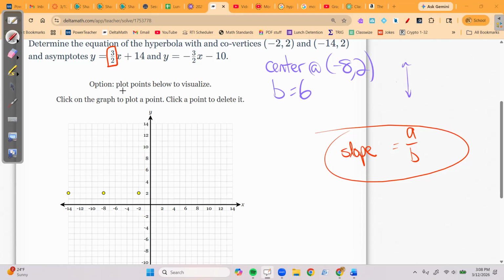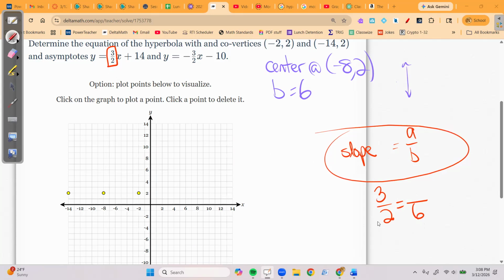Three halves, right? So I say slope, I'm going to replace you with three halves. And then which one do I know, A or B? B. So then I'm going to put 6 in place of B. And then this is going to enable me to do some pretty basic mathematics to calculate A.